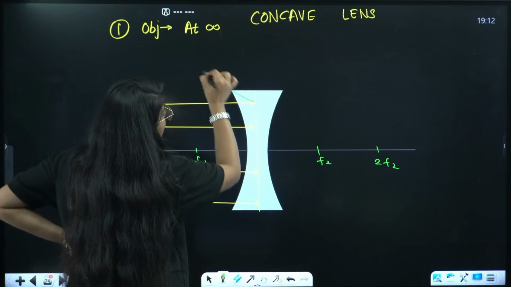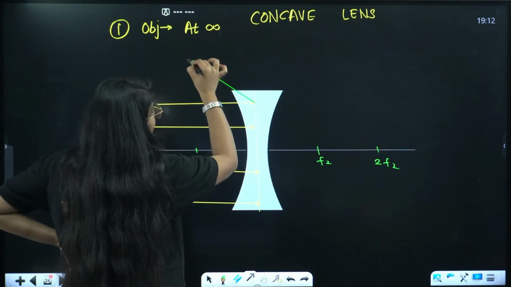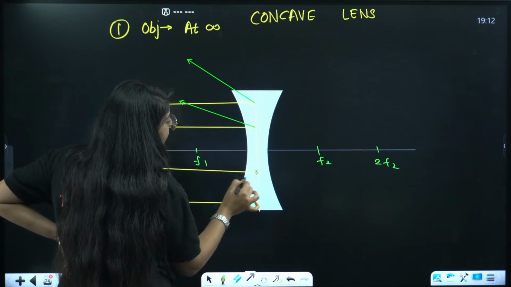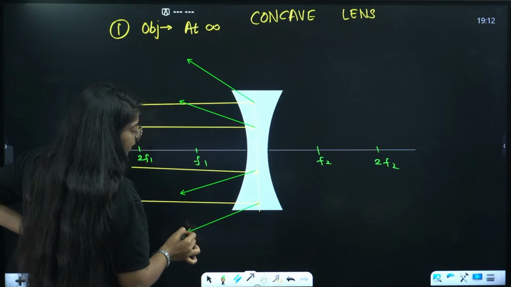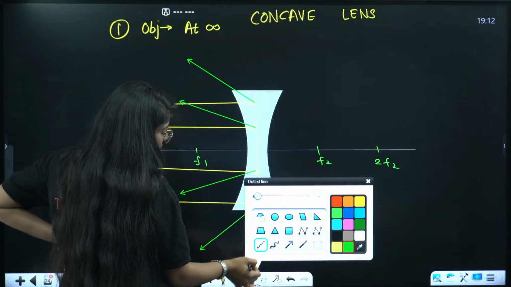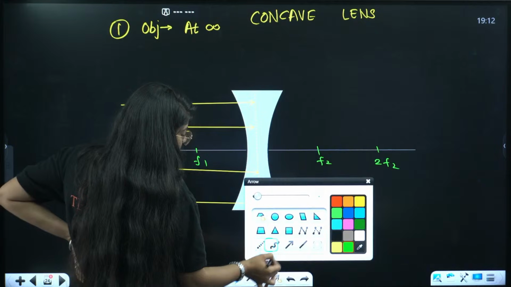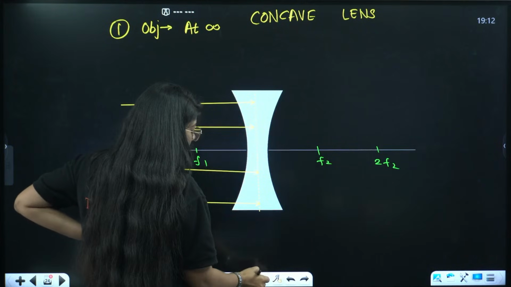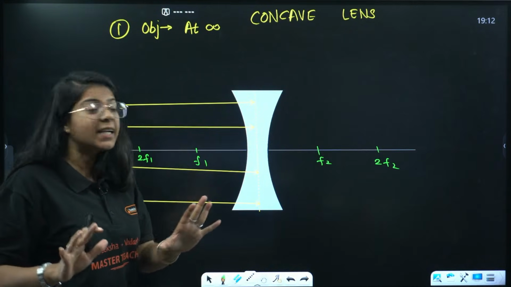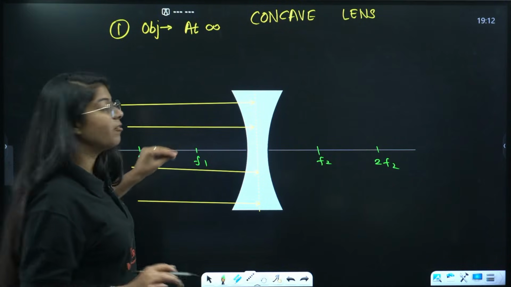These rays will actually get diverged, something like this. And they will meet at the focus. Oh, I made a mistake, wait. So what happens? The rays will appear to be coming from the focus. We know that the image will be formed at F1.